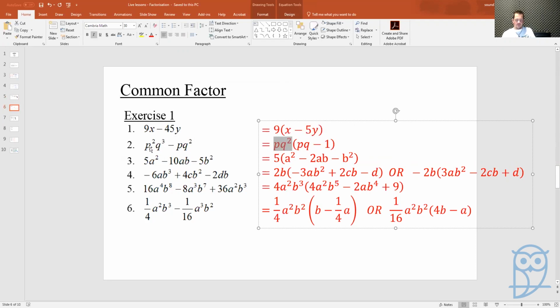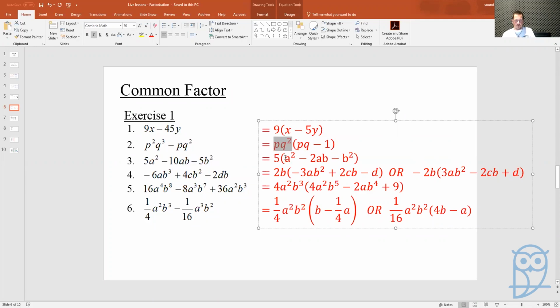And then you have, if you take out 1 p, that leaves you with a p on the inside. You take out 2 Q's, that leaves you with 1 Q on the inside, minus, that is my common factor, therefore I put a 1. And we have 5a squared minus 10ab minus 5b squared. We have a common factor of 5. So once we take out 5, we're left with a squared here, minus 10 divided by 5 gives me 2ab, minus take out a 5b squared.